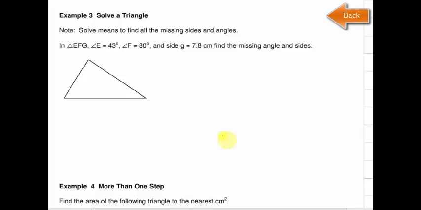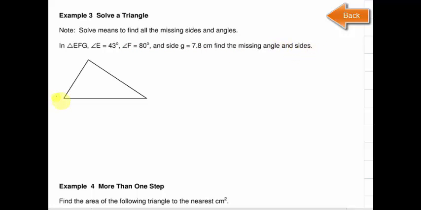Alright, so example number 3, we're going to solve a triangle. Just a reminder that solving a triangle means to find all the missing sides and angles. So in triangle EFG, angle E is 43 degrees, angle F is 80 degrees, side G is 7.8 centimeters. Find the missing angle and sides.